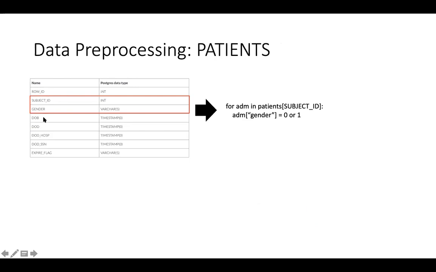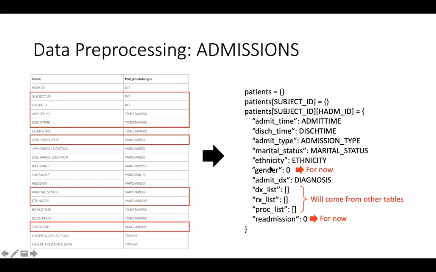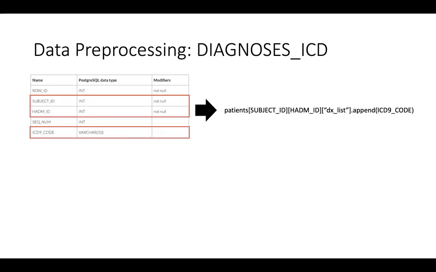You can look up using the subject ID and then set the gender, the admission gender, to 0 or 1, depending on whether it's male or female. So the code would be for ADM in patient subject ID. So subject ID being, you can copy paste from this field, and then you set ADM gender to 0 or 1. ADM gender being this gender. So it's just a repetition of for loops. So hopefully this is clear.